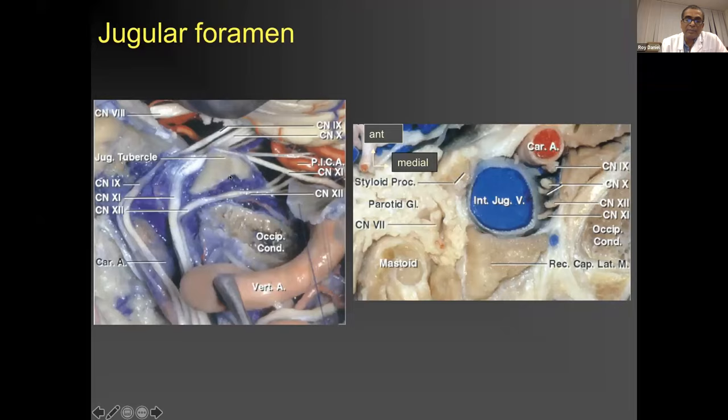Now, these are pictures from Rhoton's collection. And you see, if you remove the jugular vein, you'll find the entry point of all the nerves, the 9, 10, 11 here, exiting the jugular foramen, and then the 12th in the hypoglossal canal. And they all join extracranially here behind the vertebral artery and between the vertebral and the carotid in front. So it has got an intimate relationship, these four nerves with the carotid artery and the internal jugular vein.